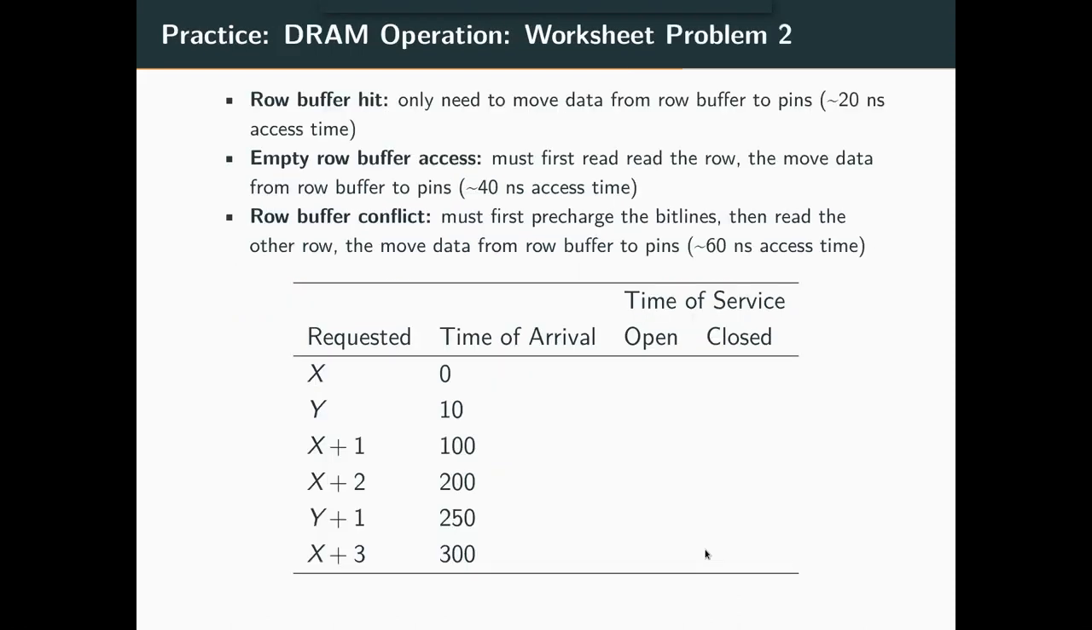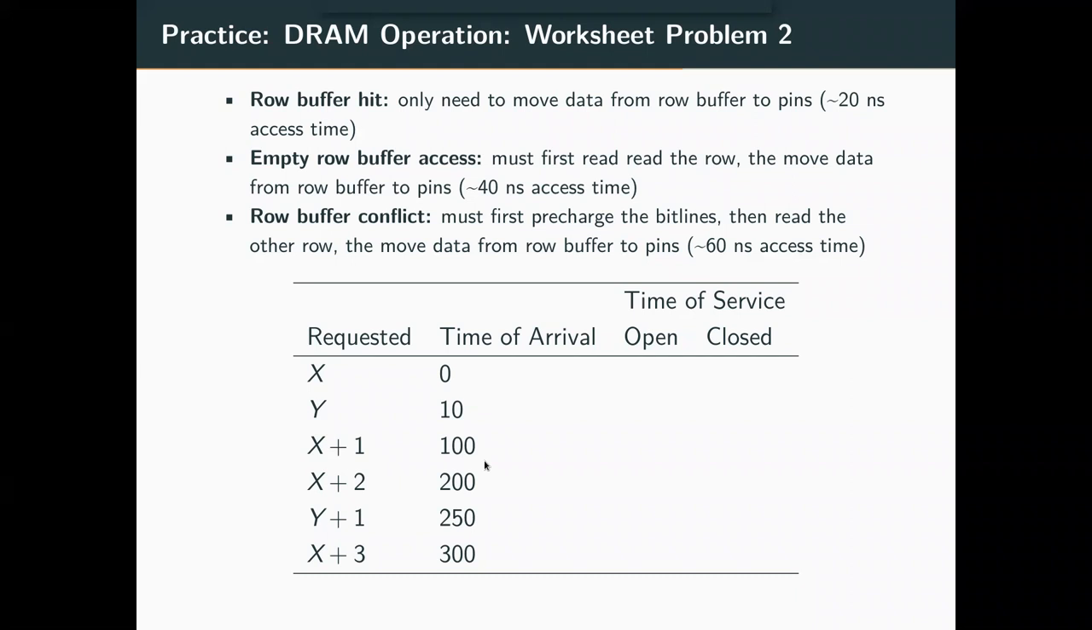So let's look at an example where we have two different policies, open and closed. And then we have a sequence of requests and their time of arrival. So this is their time in nanoseconds. So X and Y, X arrives at time 0, Y arrives at time 10. Then X plus 1 is just the same memory going to the same row, but a different column. So this is what it means when it says X plus 1. So that request arrives at time 100, for example.